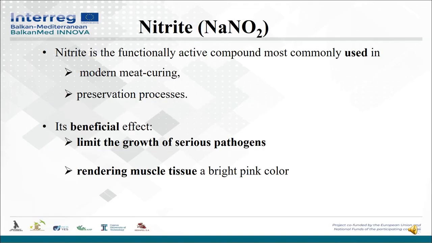Another hurdle factor is nitrite, which is the functionally active compound most commonly used in modern meat curing and preservation processes. Its beneficial effect is to limit the growth of serious pathogens such as Clostridium botulinum. Also, the salt can render the muscle tissue a bright pink color by the formation of nitrosomyoglobin.